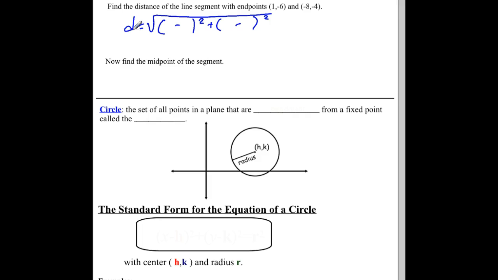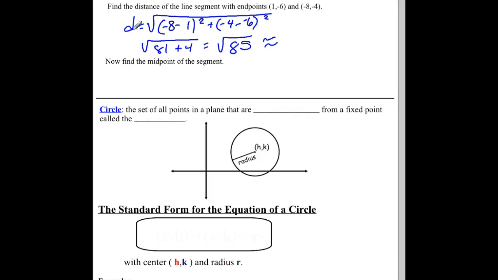All right, what numbers did you put in the first set of parentheses? -8 and a 1. Okay, and in the second set, -4 and a -6. All right, so -8 minus 1 would be -9. Squared would be 81. And then in the other set, we have -4 plus 6, which would be 2. Squared is 4. So exact answer, square root of 85.